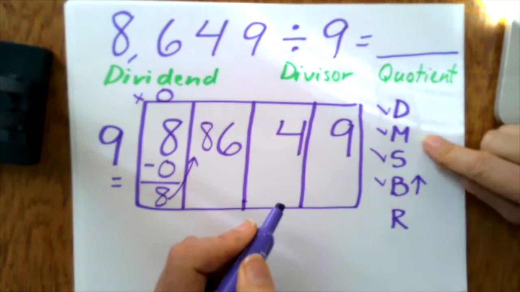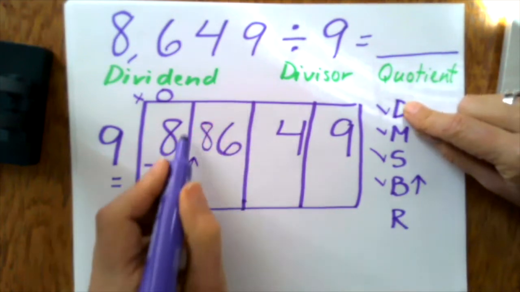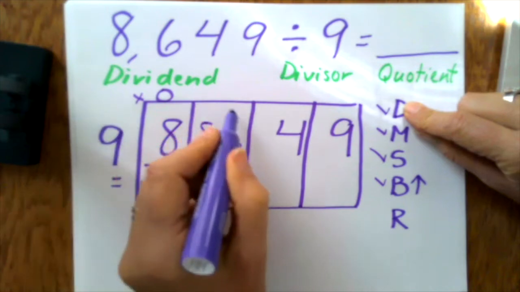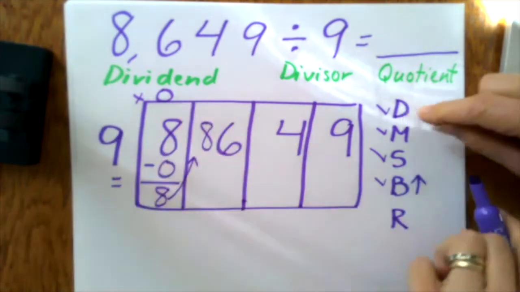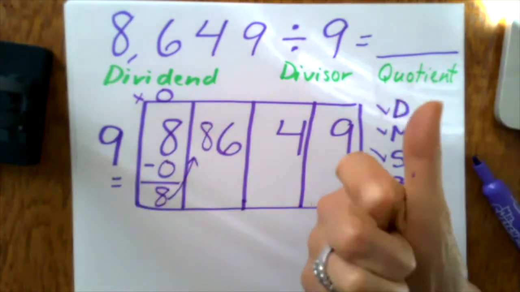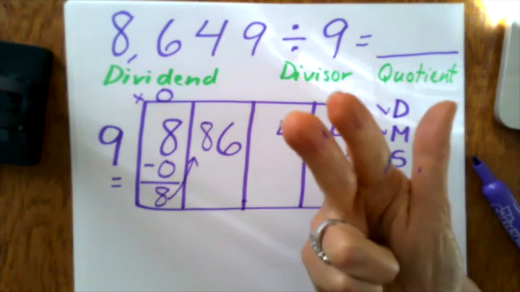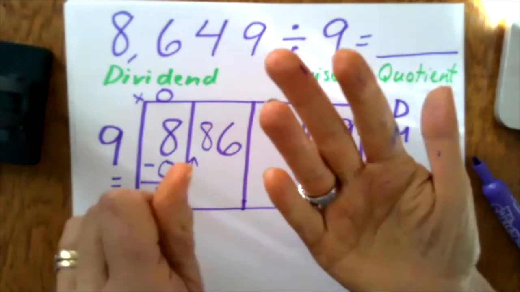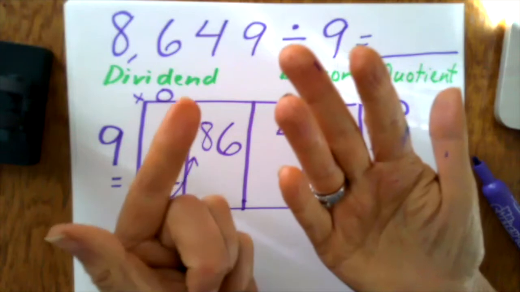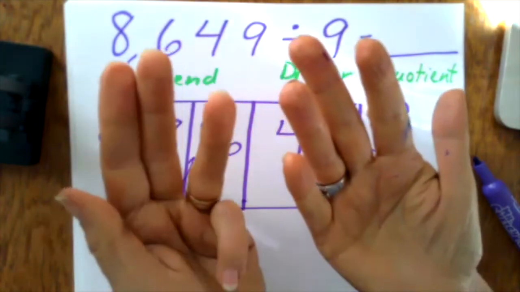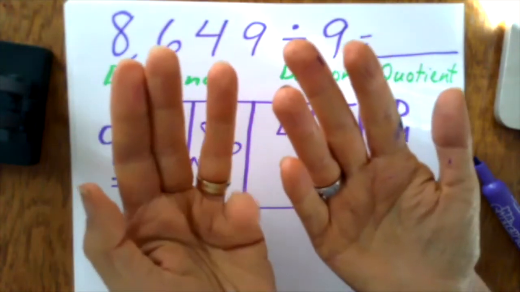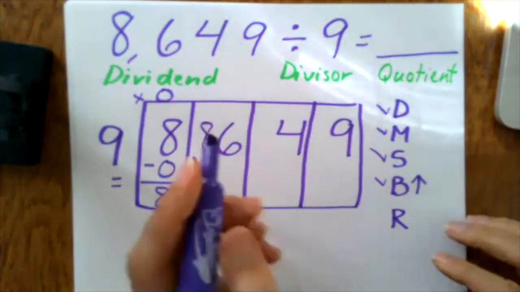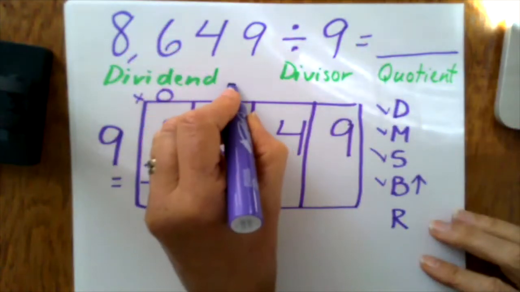And now it says I have to repeat. So now I'm going to go all the way back up again. Now I'm in the second column and I'm going to divide. How many 9s are in 86? So 9, 18, 27, 36 and 45, 54 and 63, 72, 81 and 90. Wait, that's too many. So I take away 1 and I've got 9. So I put a 9 in the second column.